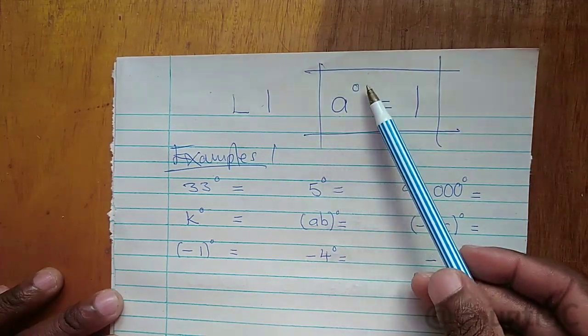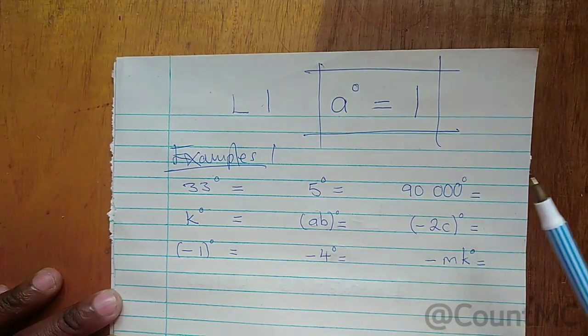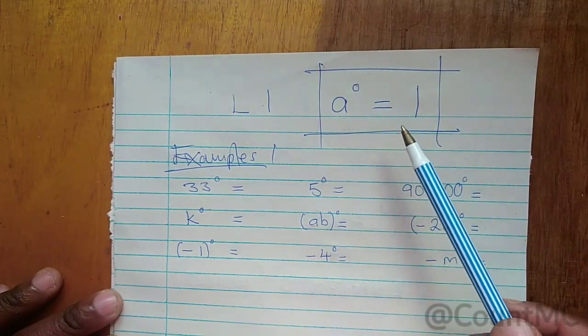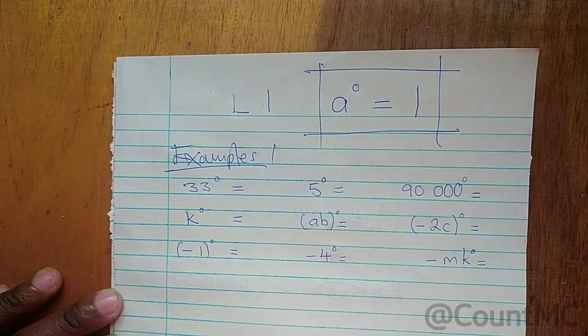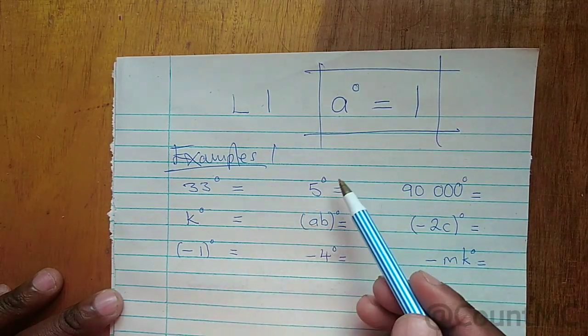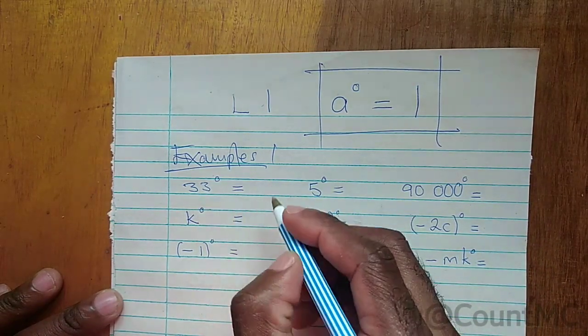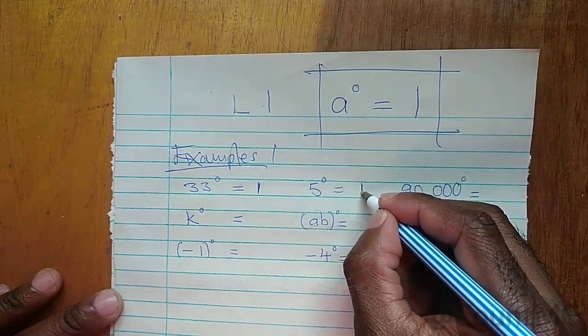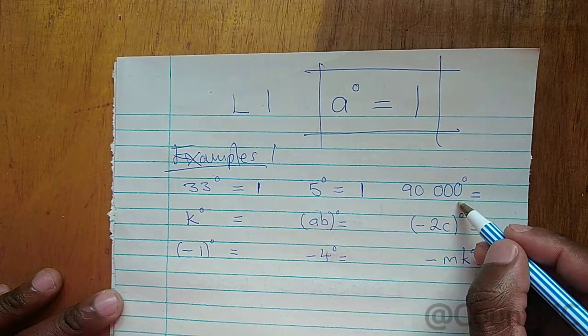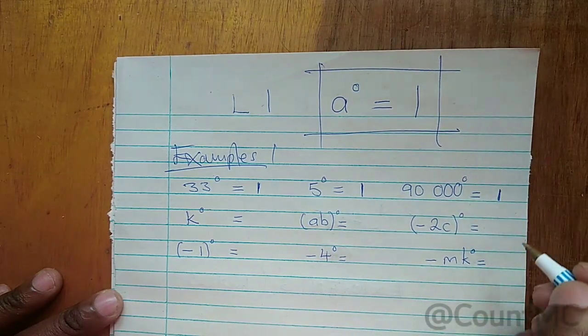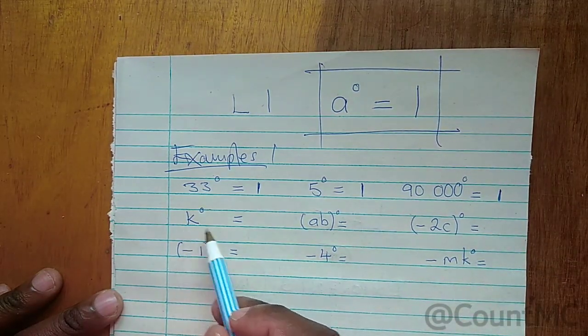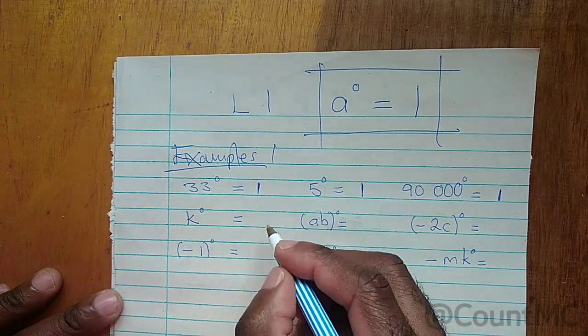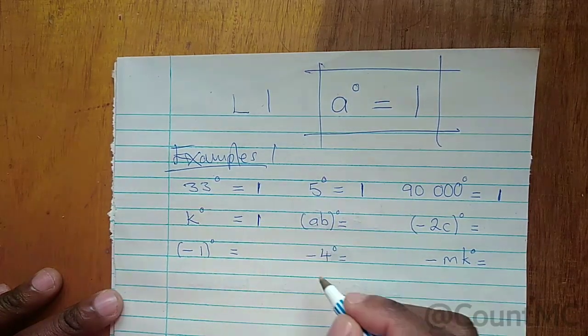It says a to the power 0 equals 1, or you can read it as anything to the power 0 is equal to 1. So examples: 33 to the power 0, your answer is equal to 1. 5 to the power 0, your answer equals 1. 90,000 to the power 0, your answer equals 1. Even if they give you variables, k to the power 0 is equal to 1.